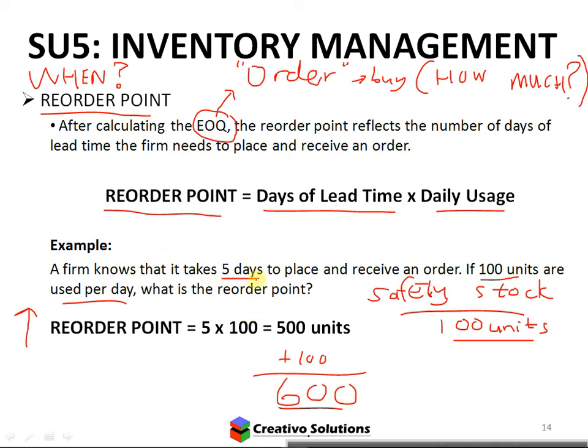So now we've got 6 days. So we've got 1 day in terms of safety from having received goods from the supplier. So is it 500 units per day? Yes, 500 units represents 5 days' worth of stock that you would have to hold, because of the 100 per day. We're just using an average. Obviously, some days you might use more, some days you might use less.